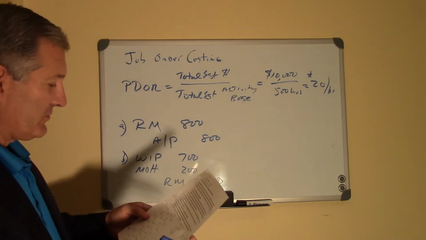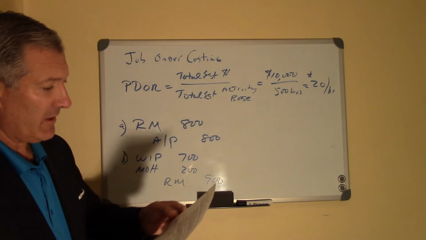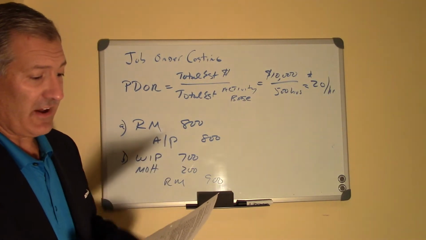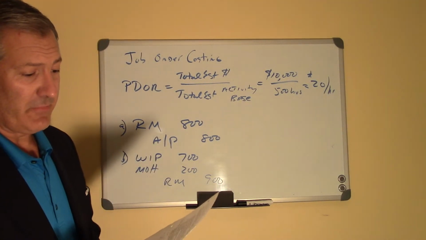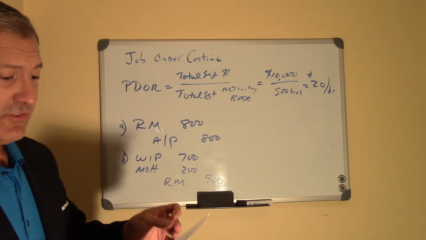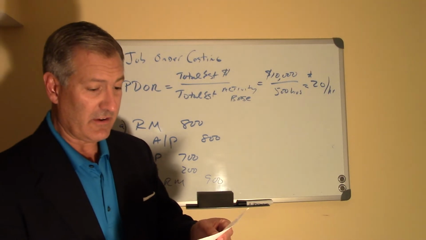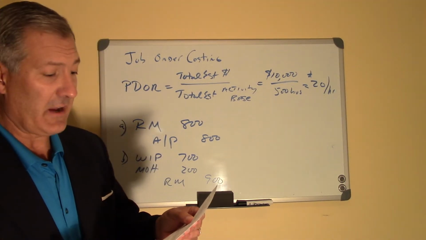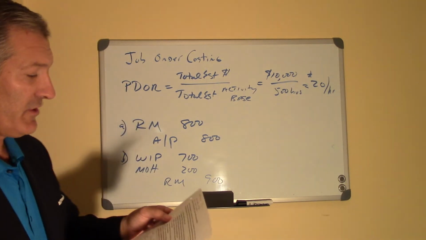We have journal entry C. Salaries and wages were calculated for the month as follows: $1,000 for direct labor, $300 for indirect labor. Of the $1,000 for direct labor, we're telling you that $400 was for job A and $600 was for job B.